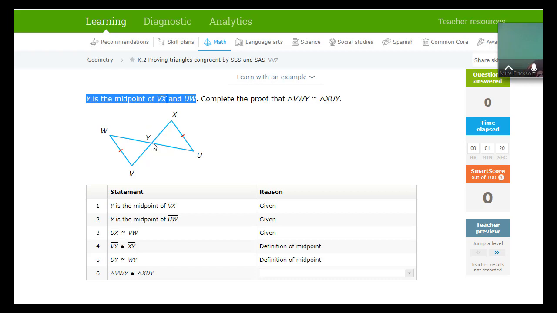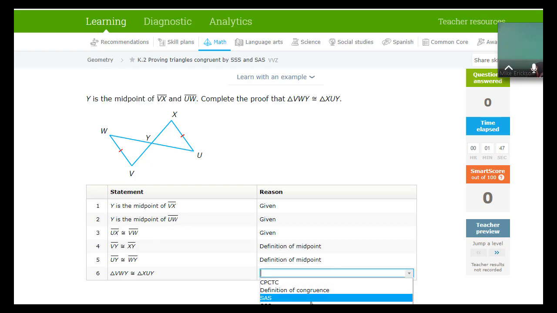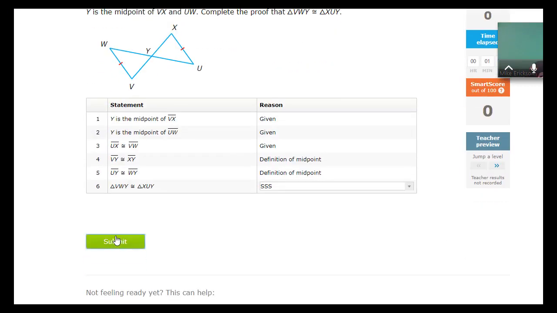So let's see, Y is the midpoint of VX. So this side, VY and YX are congruent. That's what this statement, definition of midpoint, is. I got two sides are congruent. They're giving me this other side, so that means that I've got what looks like side, side, side, because all we've talked about in this proof are sides. So I'll submit that and be correct, and let's move forward.